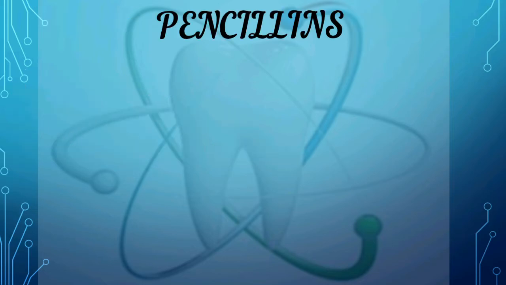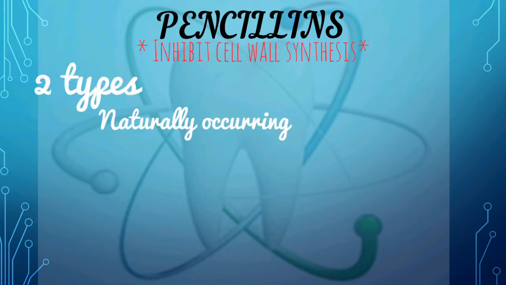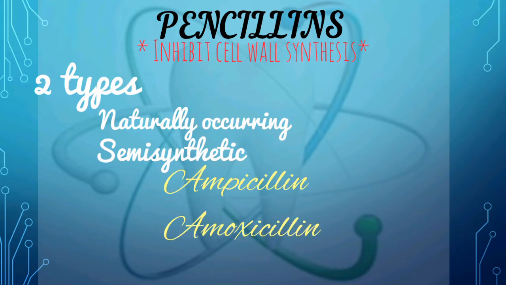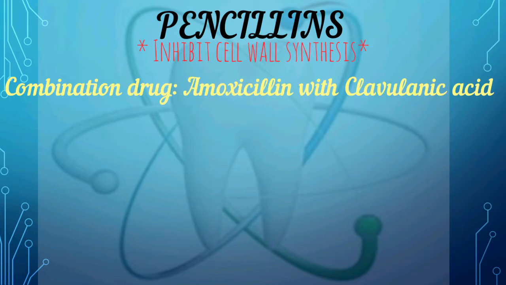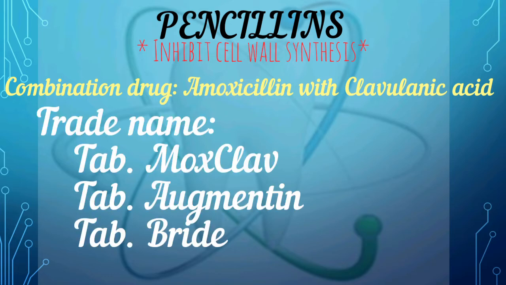The first one is the penicillin. As I mentioned in my previous video, the penicillin acts by inhibiting the cell wall synthesis of susceptible bacteria. The penicillins are of two types, the naturally occurring ones and the semi-synthetic ones. The semi-synthetic penicillins include ampicillin, amoxicillin, and so on. Now, we can deal with the combination drug, that is amoxicillin with clavulanic acid. This is commonly available in the market as Moxclav or Augmentin.